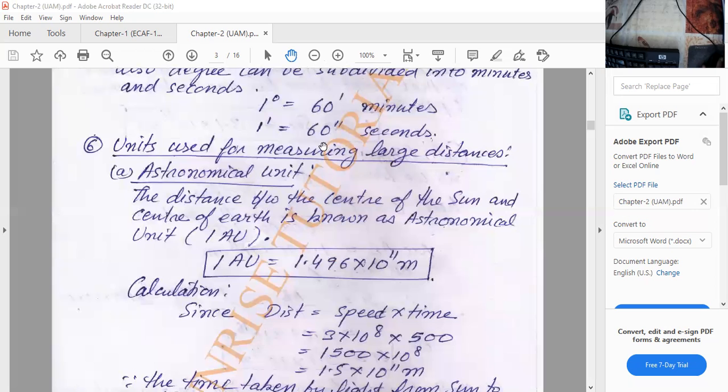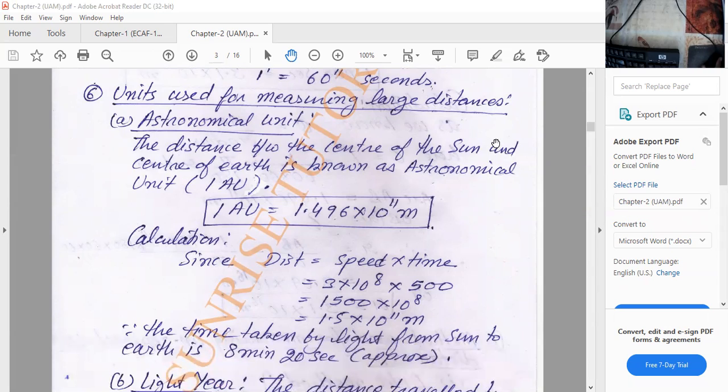Let's go further. Now, this is our sixth article, units used for measuring large distances. So, apart from our 7 fundamental quantities, there are some more units also for measuring unapproachable distances or very long distances. As far as the distances of stars and planets are concerned, we use three units. These are astronomical unit, then light year, then parsec. So let's see one by one.